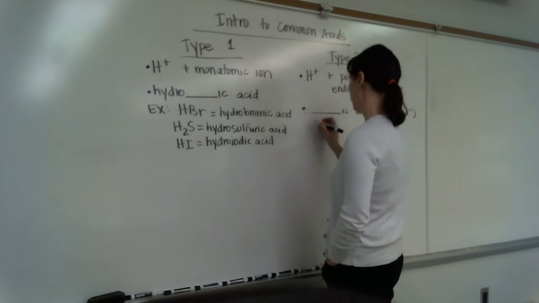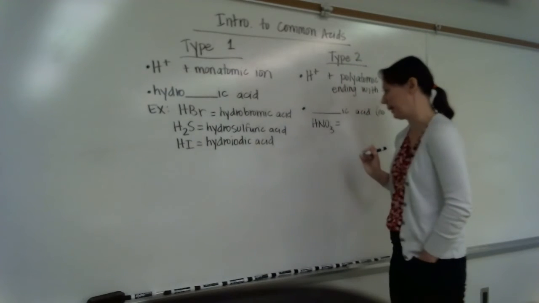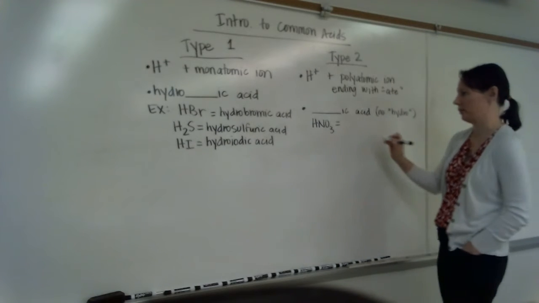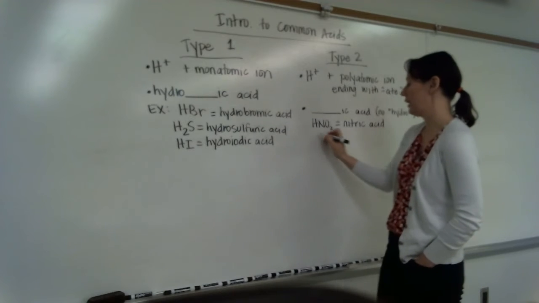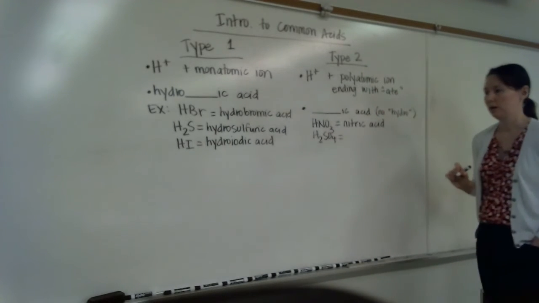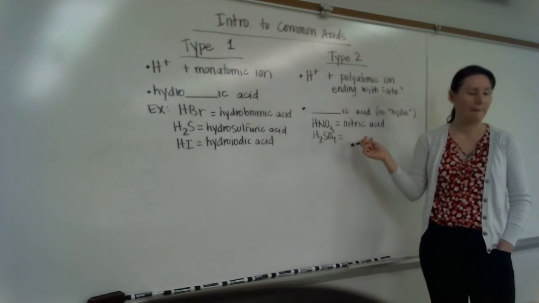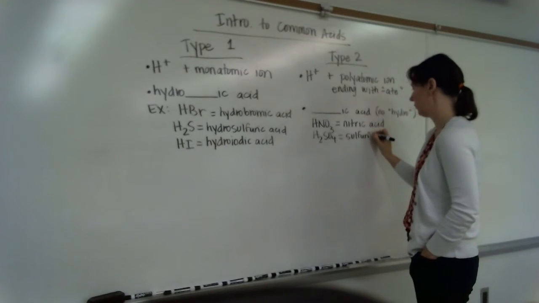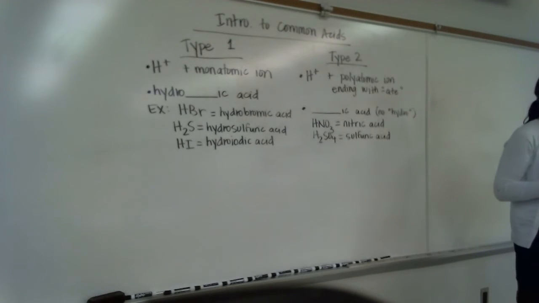So, for instance, let's do HNO3. Nitrate is a polyatomic ion. So what would the name of that be? Nitric acid, right? H2SO4. Now over here, we had hydrosulfuric acid. What's the name of this just going to be? Sulfuric acid, right? Because that's the sulfate ion. Okay, do we see how to do this?